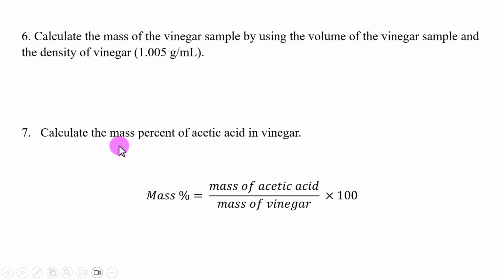For part 7, then, you calculate the mass percent of acetic acid in vinegar. Here's the formula for mass percent. Take the mass of acetic acid that you calculated in question 5, divided by the mass of vinegar from 6, multiplied by 100. Your grams are going to cancel because you have grams on top, grams at the bottom, so that unit cancels and it's going to just be a percentage.